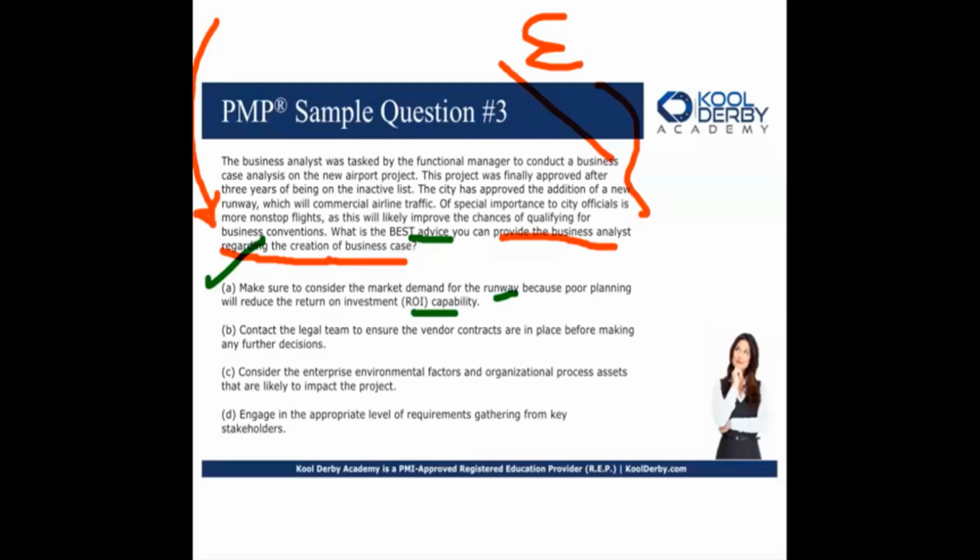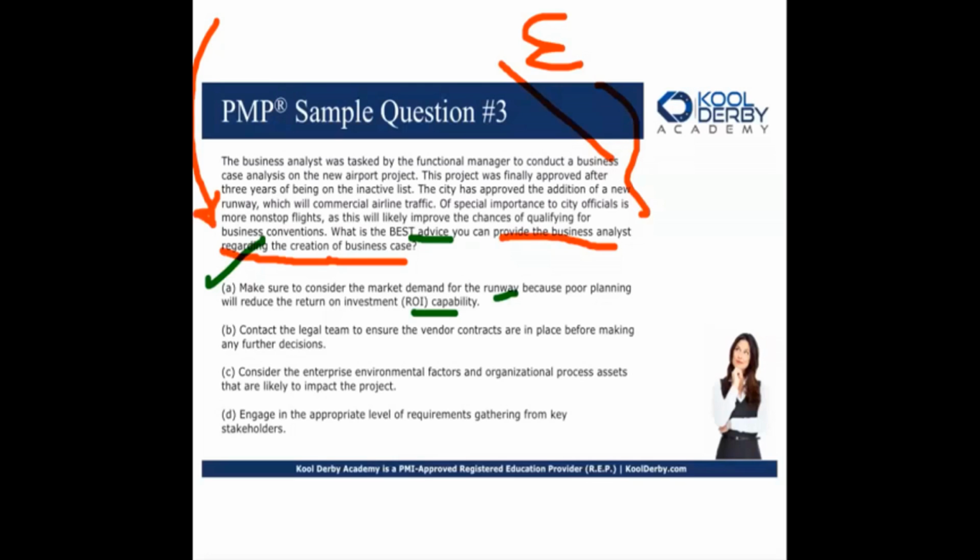A and B, make sure to consider the marketing. Okay, good. I would get rid of A and B too, but why do we get rid of A? I don't care about return on investment. Because I don't even know what it means. That would be one reason.